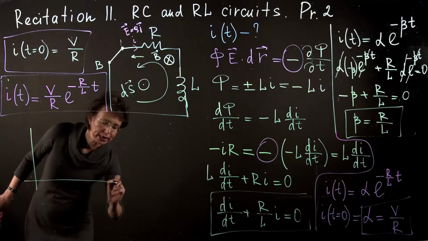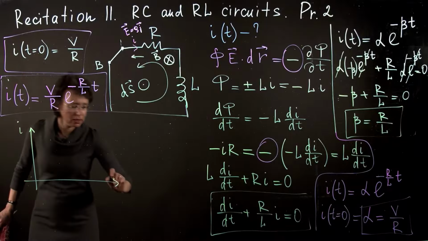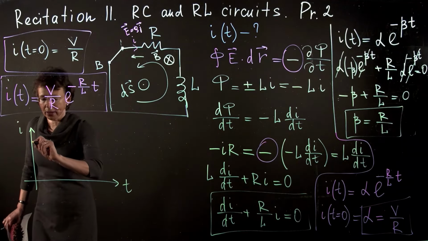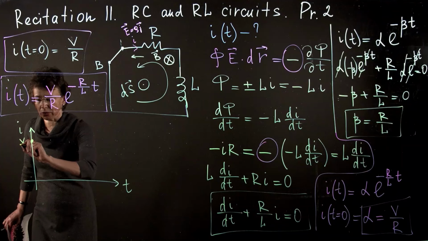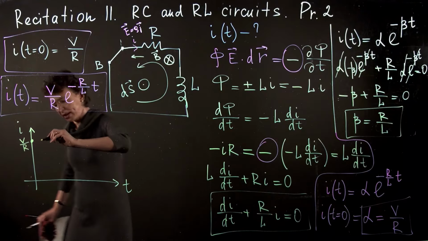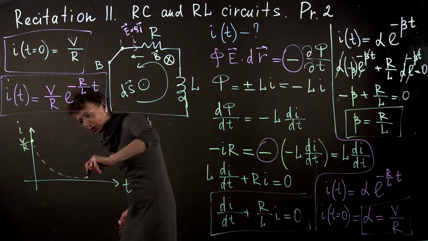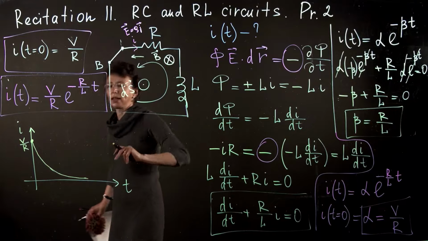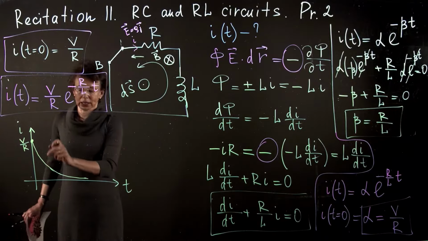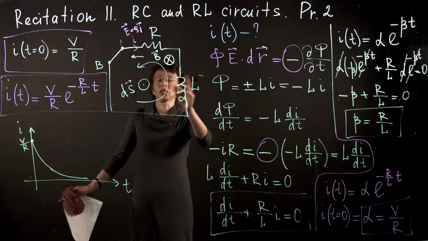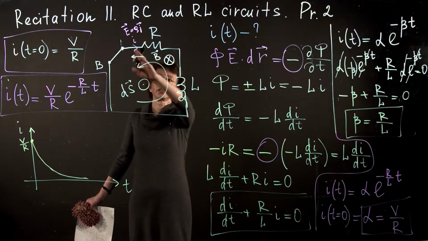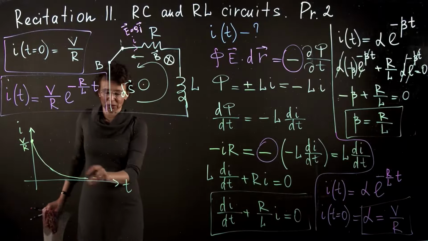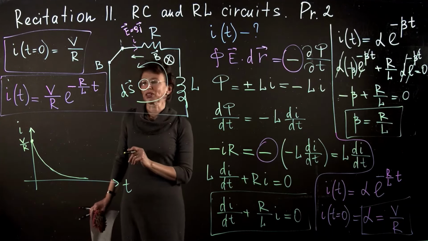Now let's plot current as a function of time. At time moment 0, e to 0 is 1. I had current as v over r. And then there is exponential decay. As time tends to infinity, current will be 0 in this circuit, which makes perfect sense. We had current, we don't have battery, and the current will be decreasing with time, and if you wait for a long time, then the current will be 0.